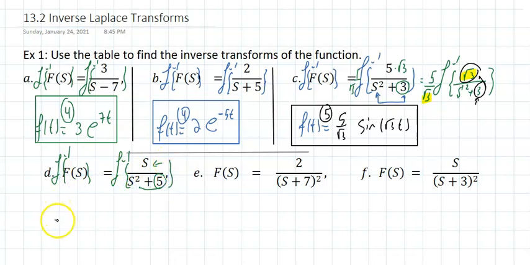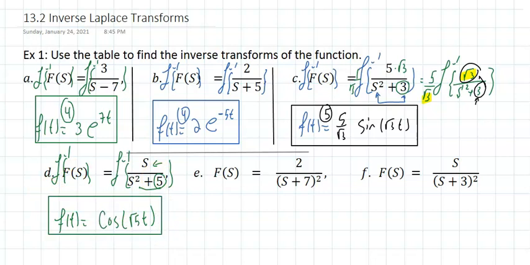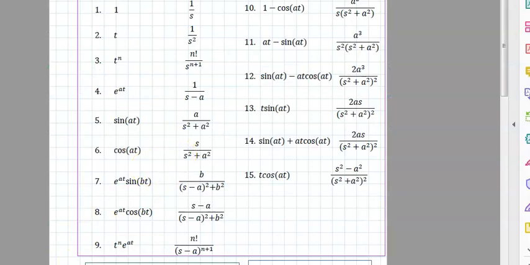you'll notice that f of t must have been the cosine of, what do you square to get 5? Radical 5 t. And that's pretty much it. And what allows you to do that? You need to tell me what that is on the homework and on the exam. That is number 6.